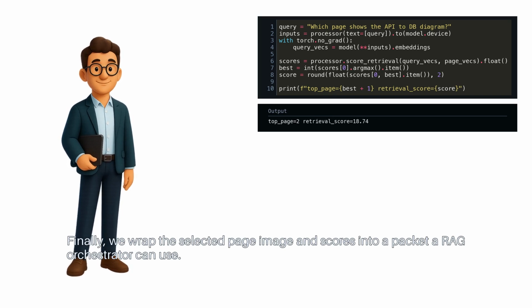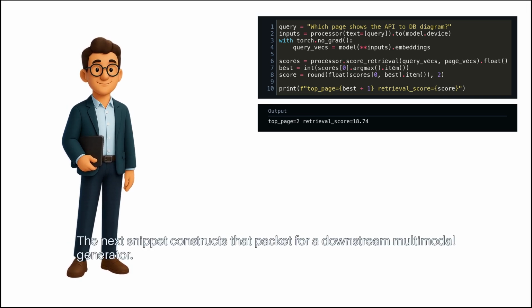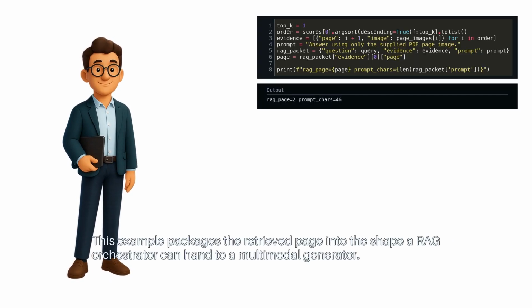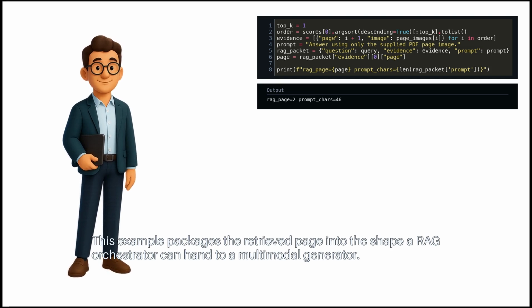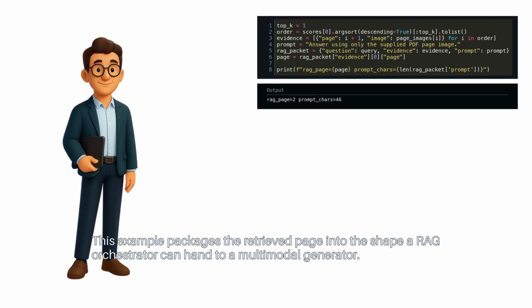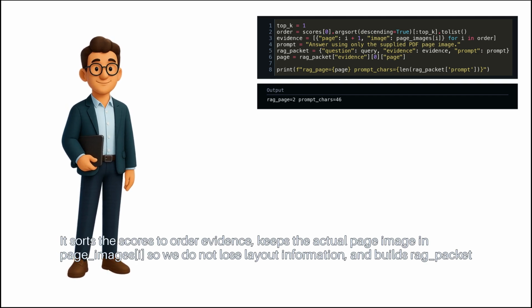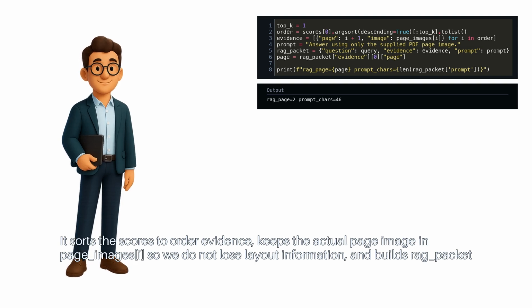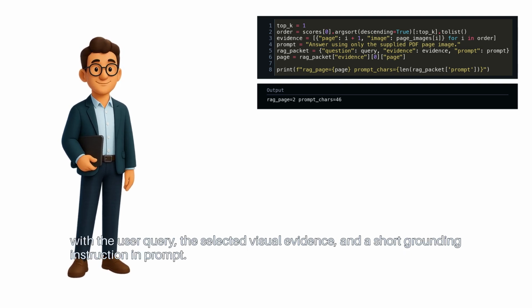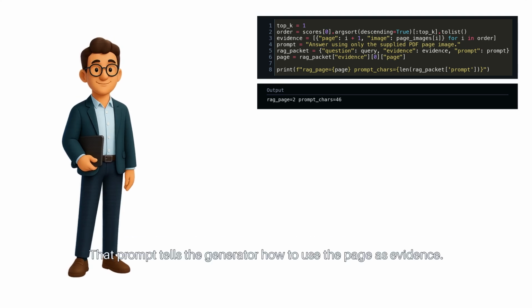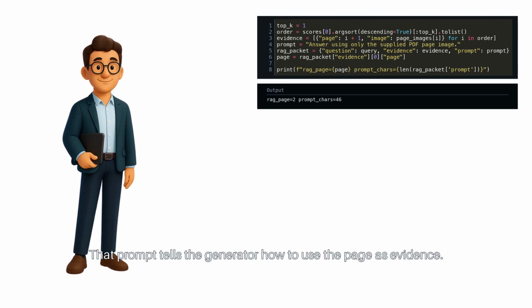Finally, we wrap the selected page image and scores into a packet a RAG orchestrator can use. The next snippet constructs that packet for a downstream multimodal generator. This example packages the retrieved page into the shape a RAG orchestrator can hand to a multimodal generator. It sorts the scores to order evidence, keeps the actual page image in page_image so we do not lose layout information, and builds a RAG packet with the user query, the selected visual evidence, and a short grounding instruction in the prompt. That prompt tells the generator how to use the page as evidence.